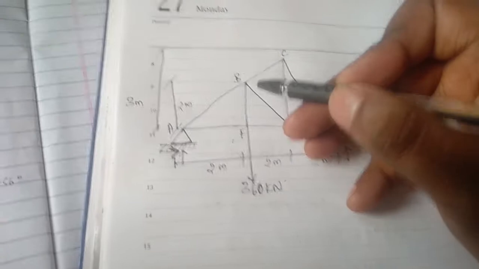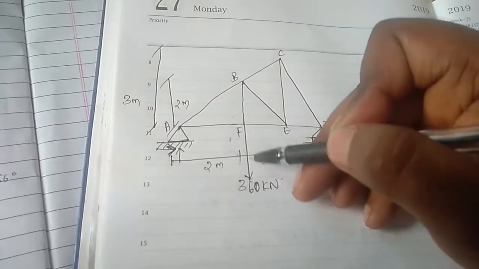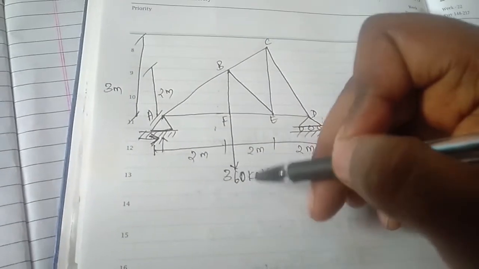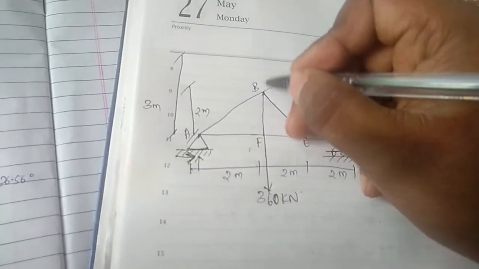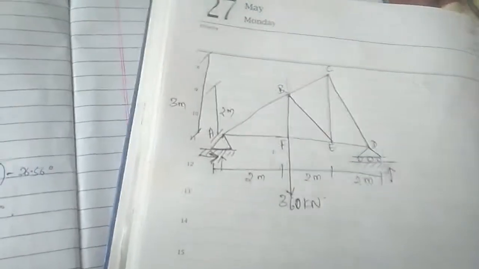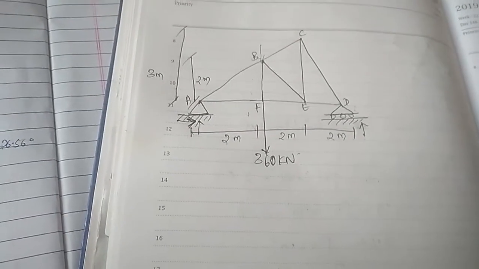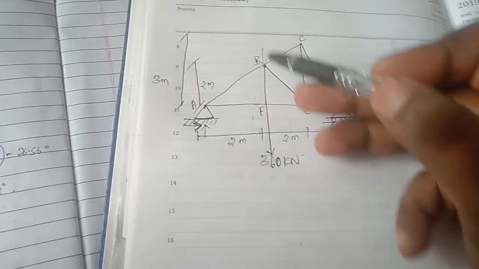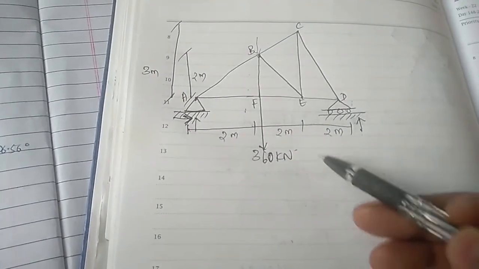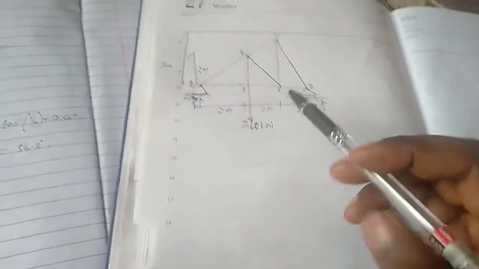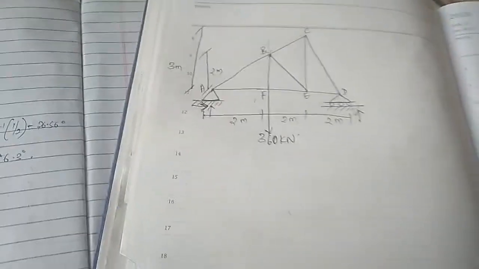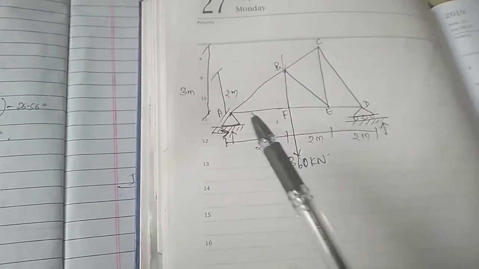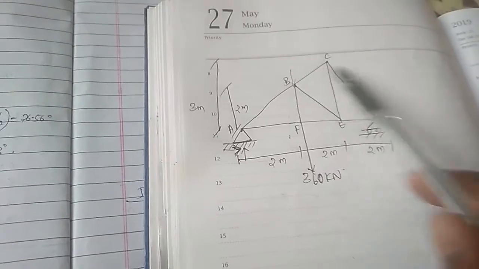And also if you see the figure, there is a vertical downward point load acting, that is 360 kilonewton. So we can draw it like this also. It's acting like this. So in this diagram, a vertical downward point load of 360 kilonewton is acting at point B. Next, as usual, we have to find the forces in each member.